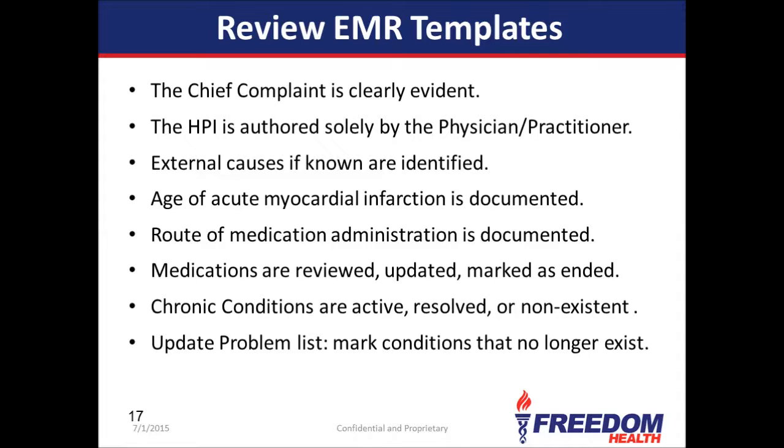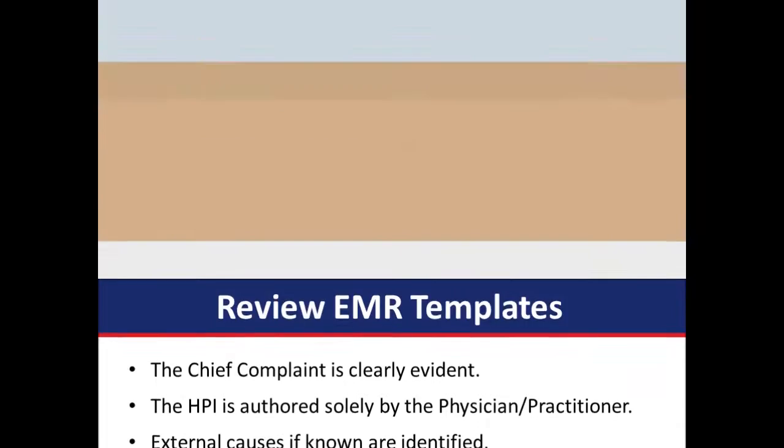Chronic conditions should be either active, resolved, or non-existent. I know we like to keep a list of past medical history and what illnesses a patient has had. We should make sure that the problem list only contains those illnesses that are acute or active. They can be chronic, but they're active. So update the problem list and remove things that have been resolved.